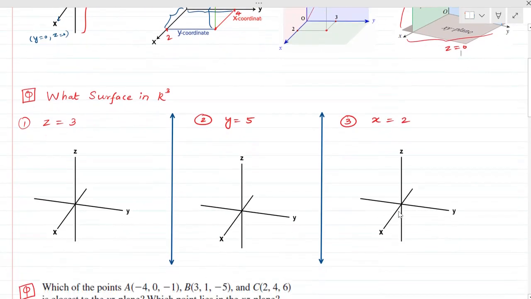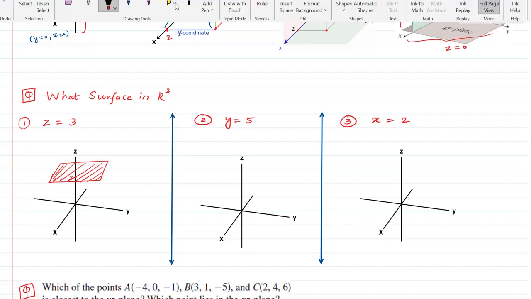Now let us draw the graph of some surfaces in three dimension. So z is equal to 3. Z equals 3 means it is a line of points here. It is a plane. This is the plane you will have at z equal to 3, in which x and y are equal to 0.